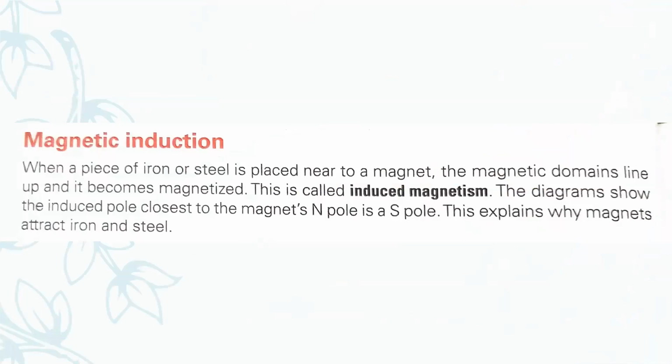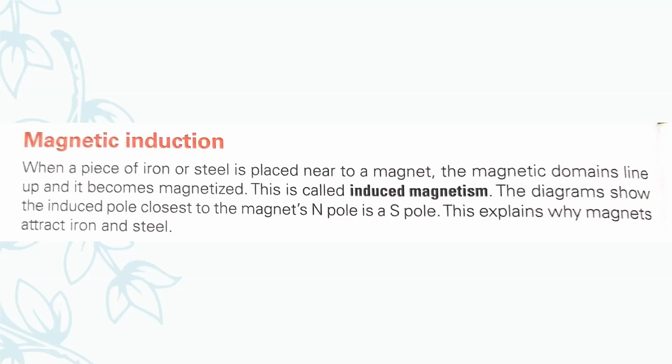Come towards your book. In your book, magnetic induction is when a piece of iron or steel is placed near a magnet, the magnetic domains line up and it becomes magnetized. Earlier, I explained what magnetic domains are. Basically, magnetic domains are the atoms or molecules inside a magnetic material. Usually, those magnetic domains are unaligned, or they are aligned randomly. It means that each and every molecule or atom is in a random direction.